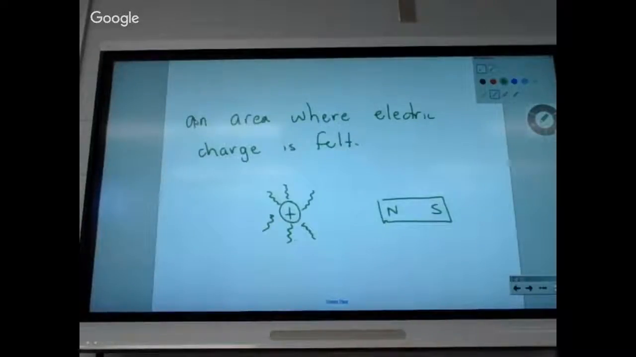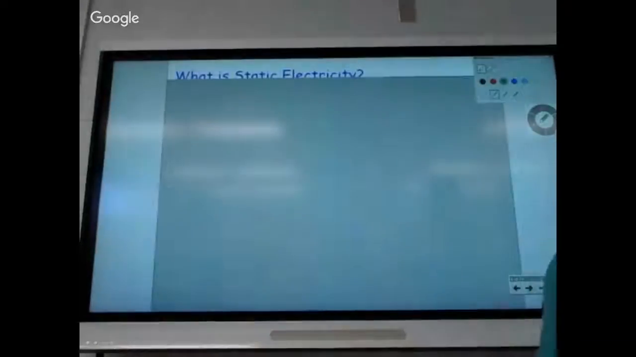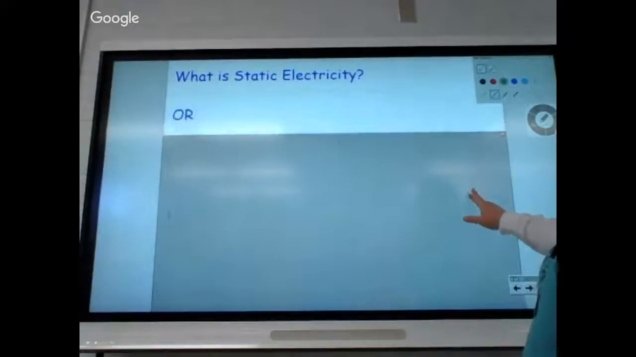All right, let's talk a little bit about static electricity, and then we'll be ready to do the lab. Because there's 2 labs that go with static electricity. And I'll be honest, if it's this cold in the room tomorrow, the static electricity lab is not going to work very well. We need heat for it to work.